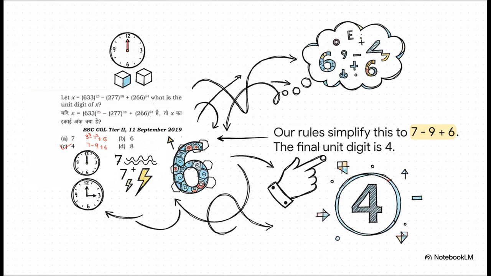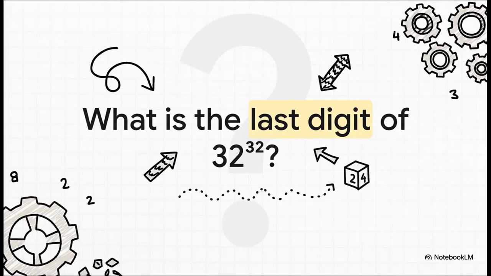And finally, 266 to the 54th. Well, it ends in a 6, so the unit digit is always 6. That was easy. So our whole problem is just 7 minus 9 plus 6. Now for 7 minus 9, you can think of it as 17 minus 9, which is 8. Then 8 plus 6 is 14, so the unit digit is 4. And we solved it. Let's try another one.